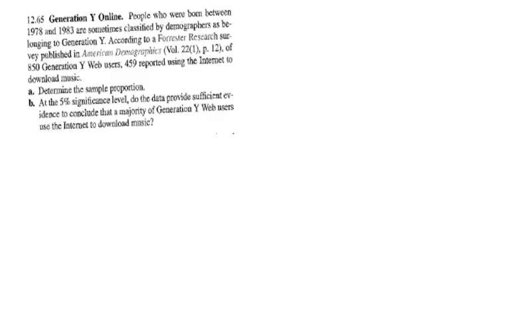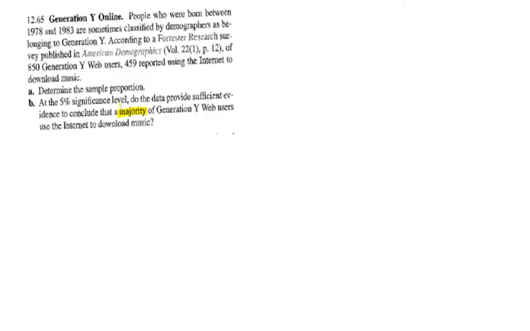And in Part B, it wants us, at the 5% significance level, does the data provide sufficient evidence to conclude that the majority of Generation Y web users use the internet to download music? So here we're going to use a hypothesis test, and because it's a proportion test, we're going to use the Z distribution. And then it's going to be a right-tailed test because it says conclude that a majority, so it's going to be greater than.